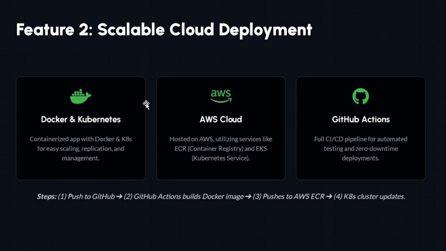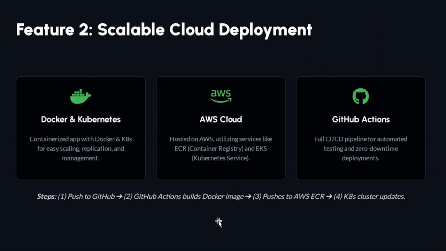The next feature is scalable cloud deployment, where we use Docker. It is used for containerizing our MERN stack for a consistent and isolated environment. The containerized app makes it easy for scaling, replication, and management. For deployment, we have different options. First, using Render. Second, using Vercel and Heroku, where Vercel is for the frontend and Heroku for the backend. And third, using AWS EC2.